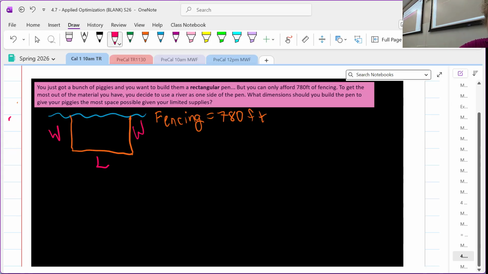So I've got two widths and a length, and those three lengths have to add up to 780. So that's one equation I have: 2W plus L equals 780.